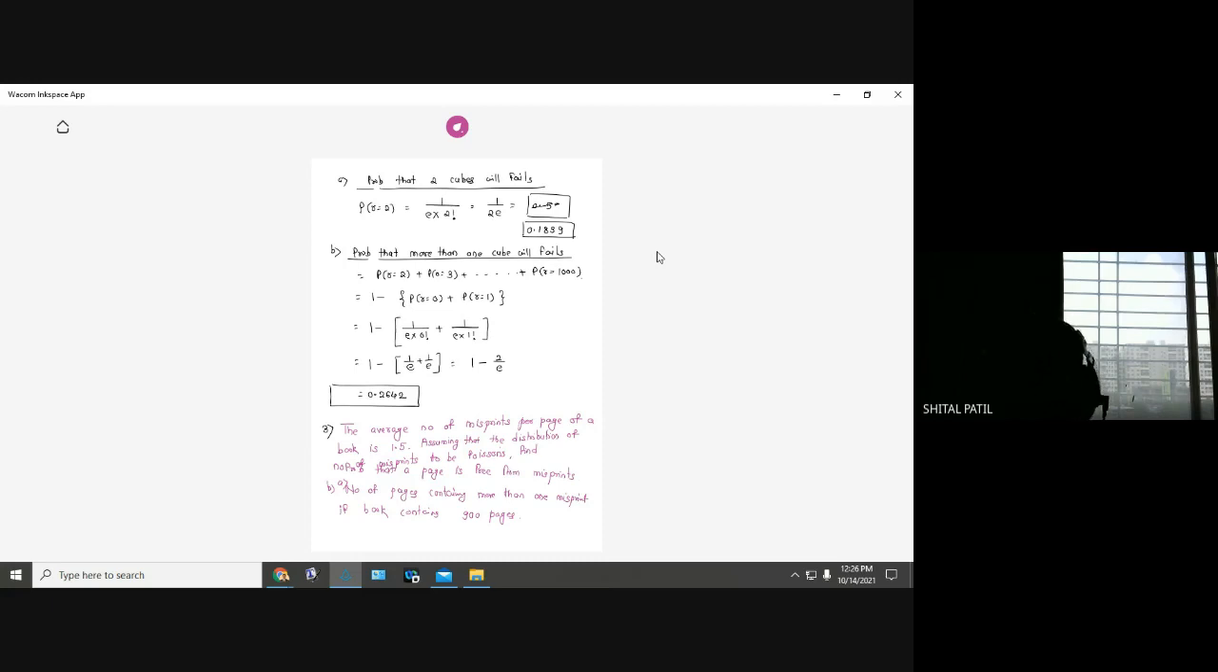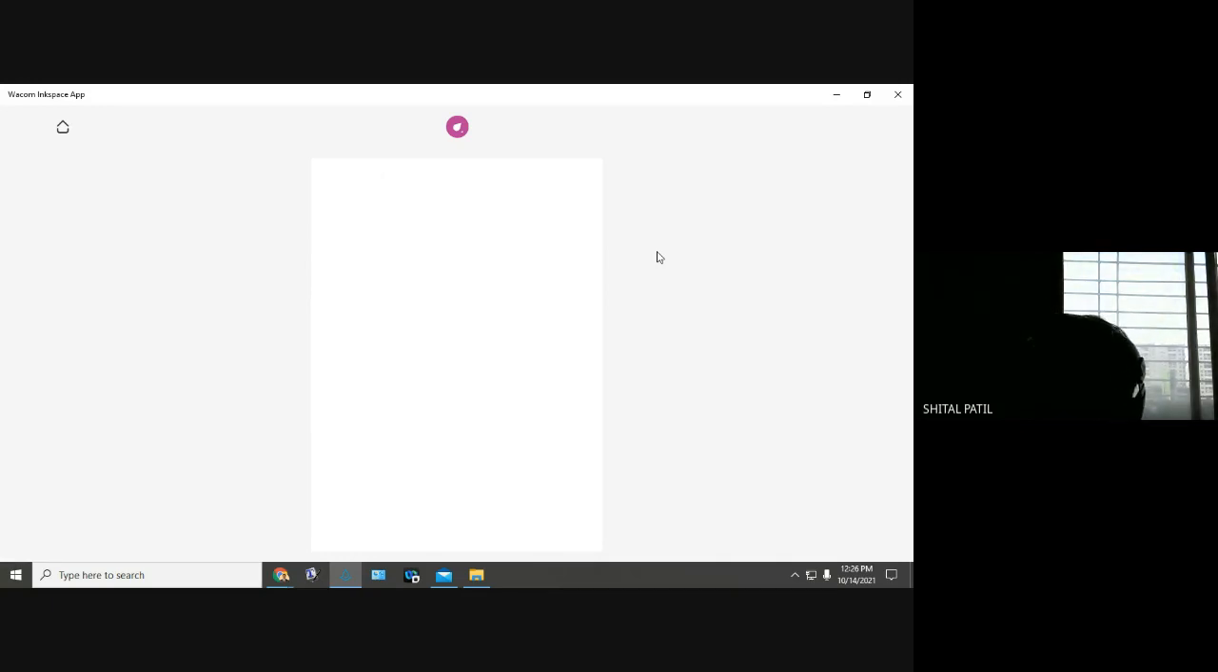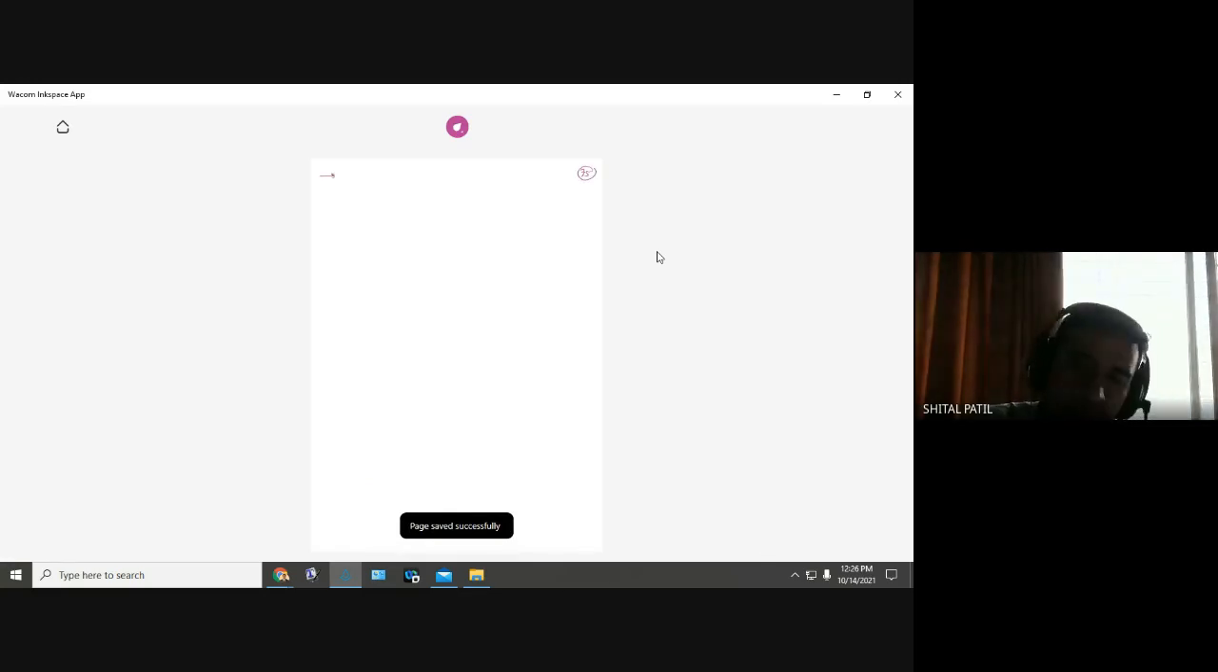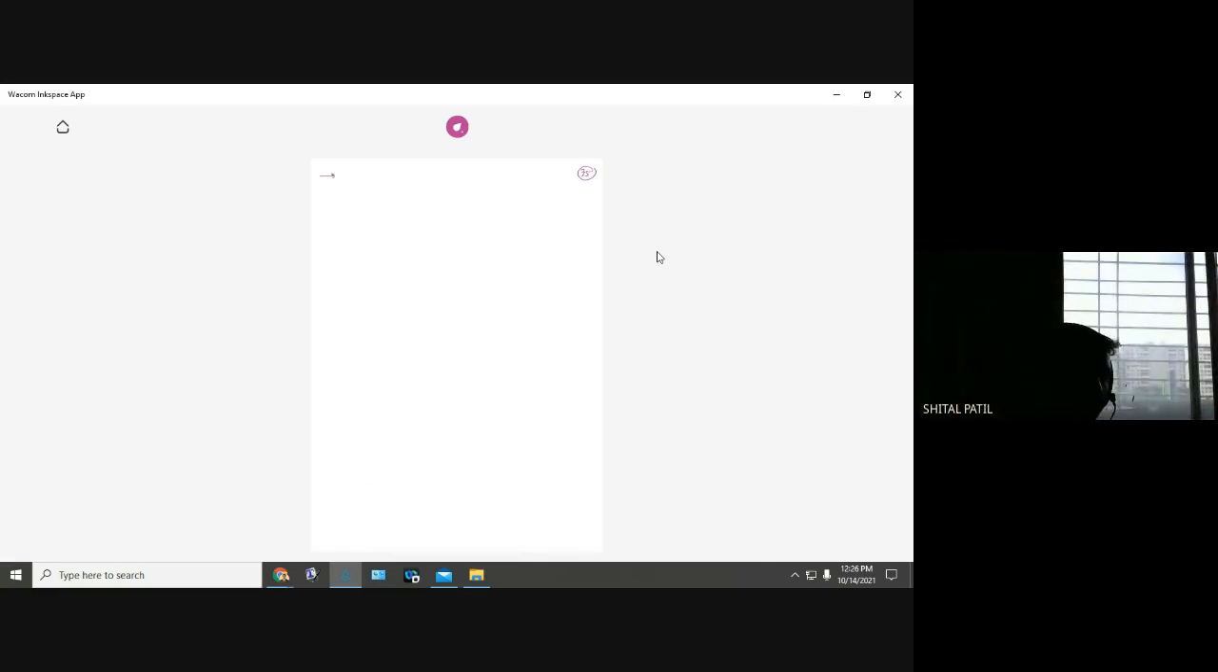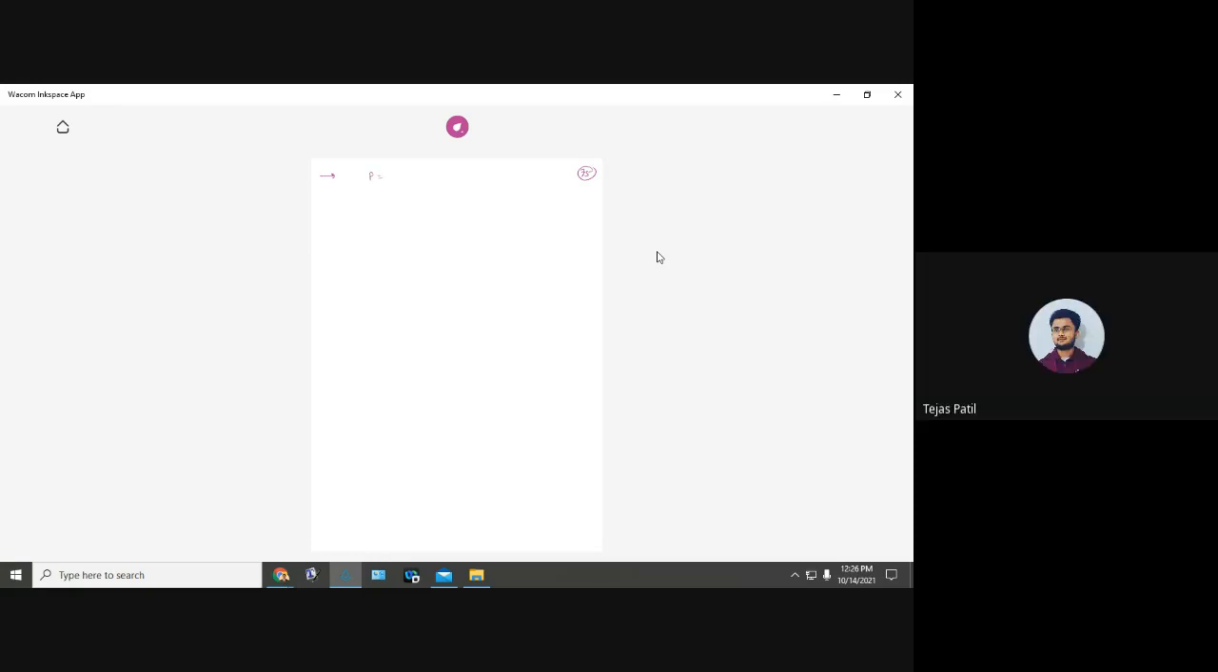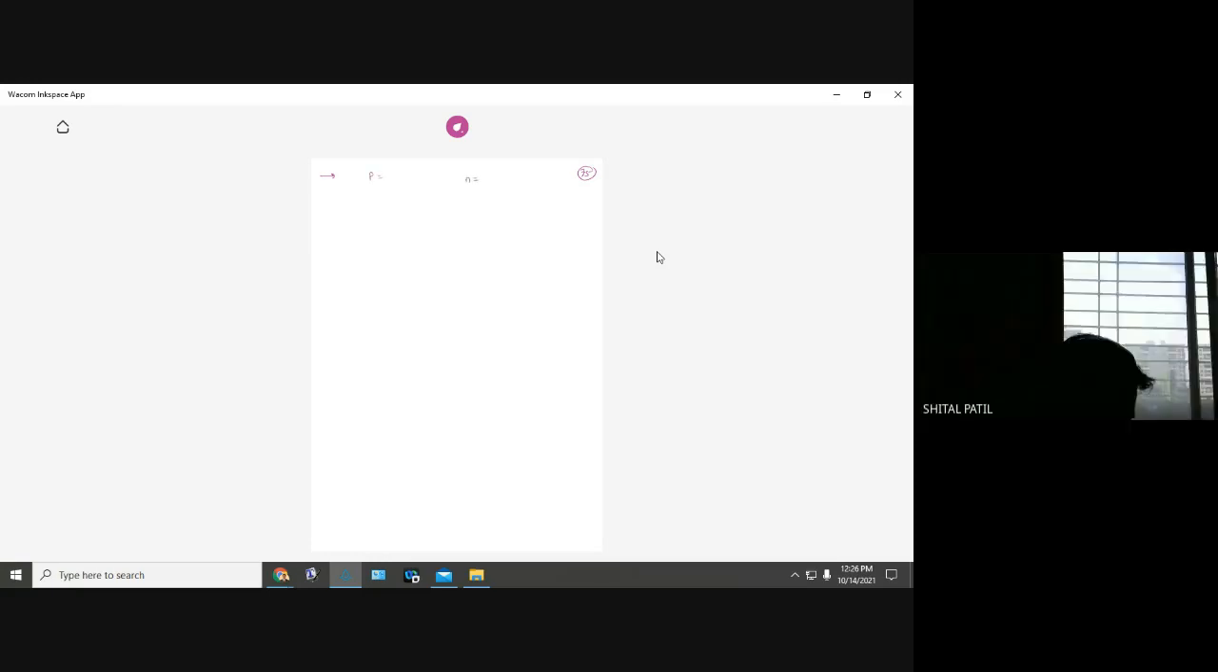Page 73, 74, 75. Okay, let's solve. What is P here? Read the question and tell me what P and N are. B part is number of pages containing more than one misprint, if the book contains 900 pages.